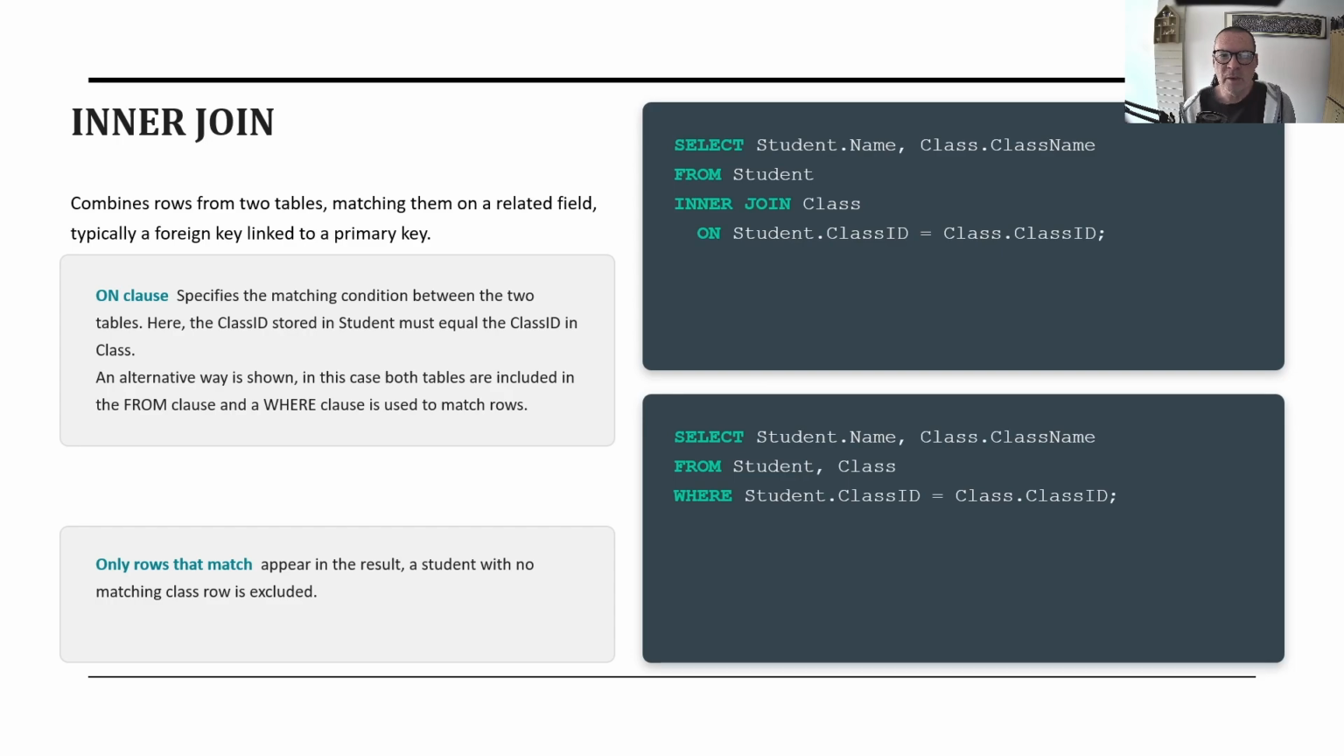There is an alternative way of doing it, which I actually prefer myself. It's easier to remember. You can say the same thing, select student name and class name, but this time instead of saying from one table and saying inner join on, you just say from both tables, from student and class in this case, but you have to say where the thing matches still. So in this case we're going to say where the student class ID equals the class ID. And again it will do the same thing.